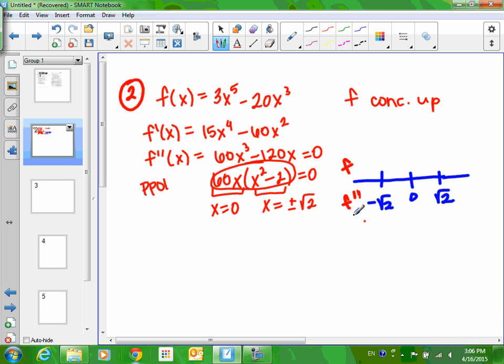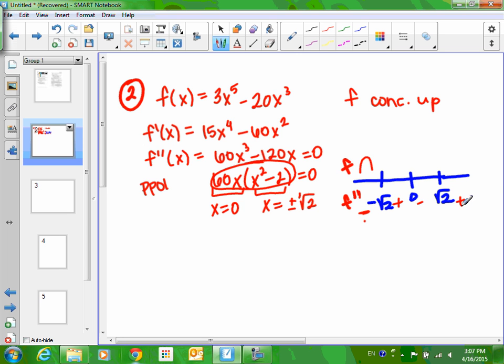Take a number to the left of negative square root of 2, negative 5. If you plug in negative 5 here and here, would you get a positive or negative result? So 60 times negative, and then negative 5 squared minus 2, that's actually going to be a positive. A negative times a positive is a negative, which means the graph is concave down right there. So we plug it into the second derivative to figure something out about f. Now typically, on a lot of problems, what happens from here? It goes from plus to minus and minus to plus. It's a good idea to check it, but I am going to tell you that that is what happens here.